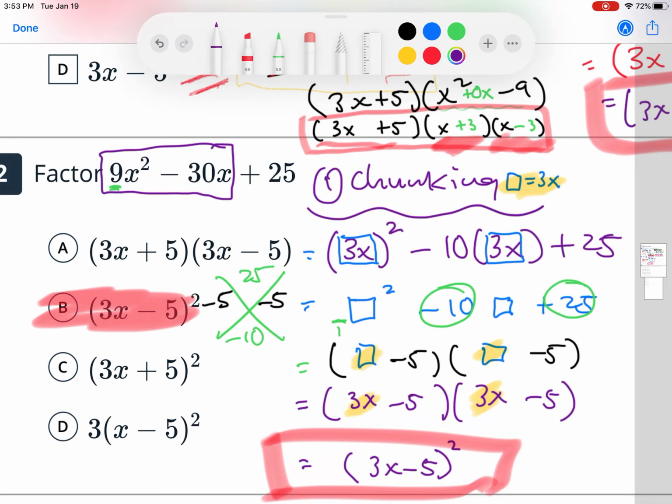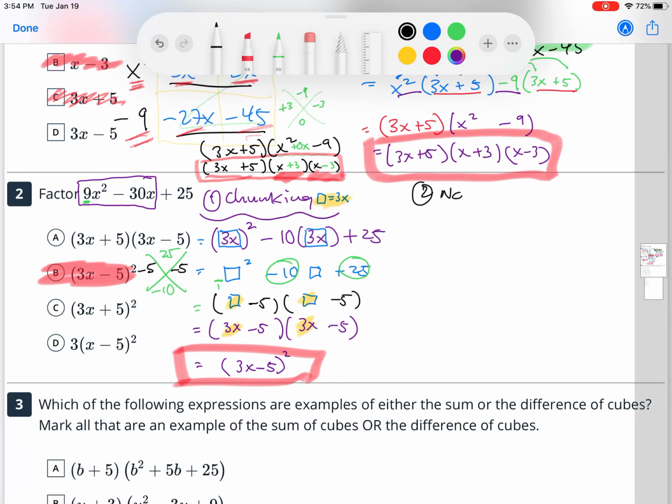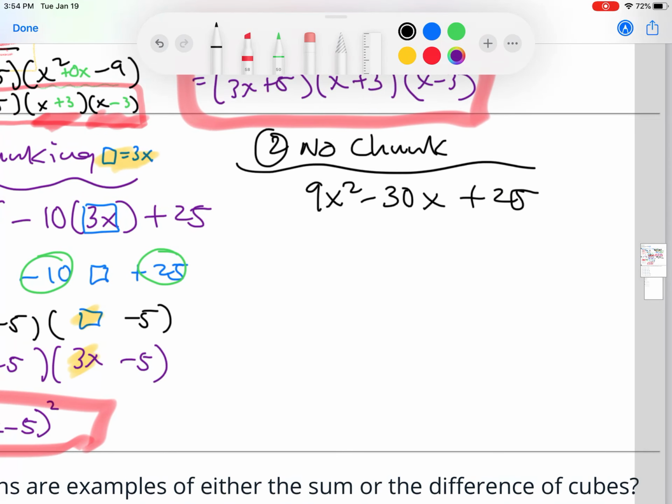All right, let's show you that same problem with no chunking. No chunk. So 9x squared minus 30x plus 25. This is not going to be fun. Okay. Let's do it over here. I have my x in my box, and let me pull up my calculator. That's how fun this problem will be.